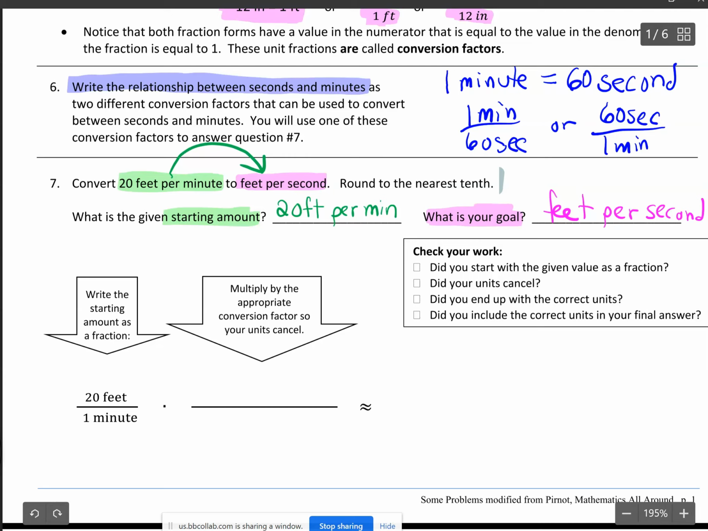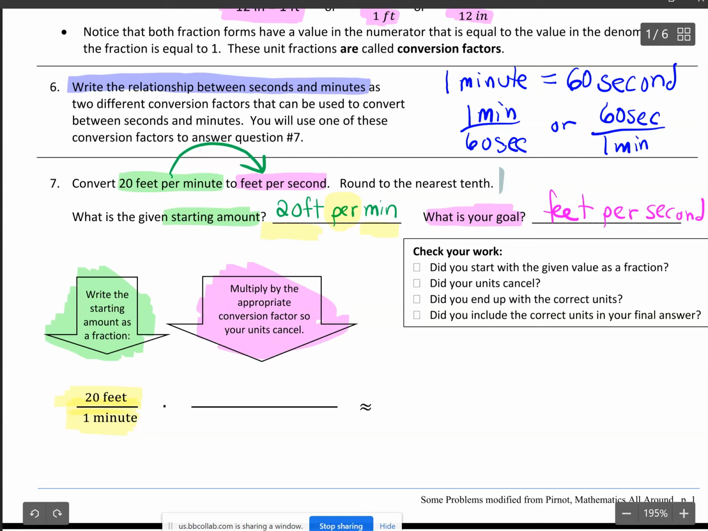Then you're going to train your brain to take that starting amount and you have to write it as a fraction. And I see that word per in there. So I'm going to do 20 feet on top per minute on bottom. 20 feet on top per minute on bottom. And that per minute is assumed to be 1 minute. Then you just have to figure out, how am I going to reach my goal? Which fraction do I need to multiply to reach my goal?